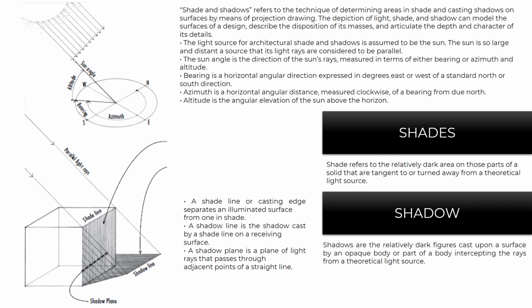Shade refers to the relatively dark area and those parts of a solid that are tangent to or turned away from a theoretical light source, while the shadow are the relative dark figures cast upon a surface by an opaque body or part of a body intercepting the rays from a theoretical light source. So if you can see the image at the left side of the slide, that's your shade line and that's your shadow line. So the shade is the one at the surface and the shadow is the one that is created by the object. Shade and shadow refers to the technique of determining areas in shade and casting shadows on surfaces by means of projection drawing.